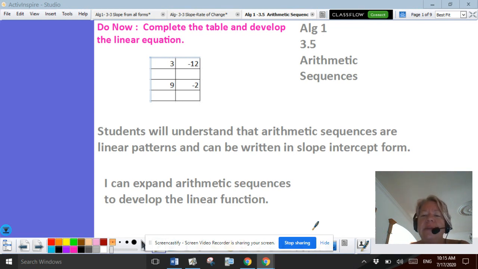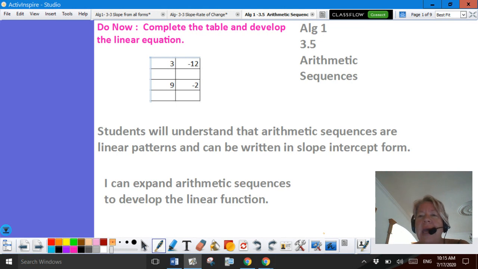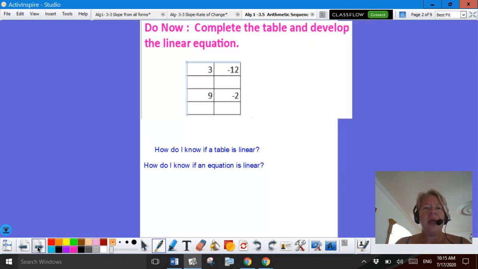So we do have a little bit of vocabulary we've got to go over today, and it really comes back to working on the table. So I want to start with just a quick review of how do we get slope from the table, how do we find our y-intercept from a table, because that's going to lead us into being able to solve these easily. So go ahead and work on the table here, and I'll catch up with you in just a second.